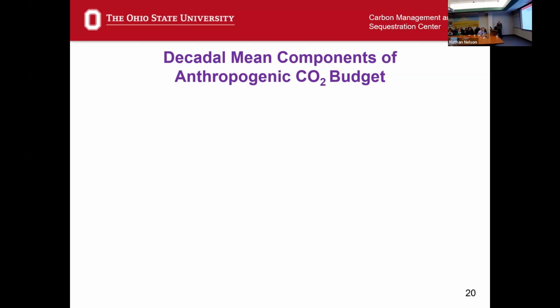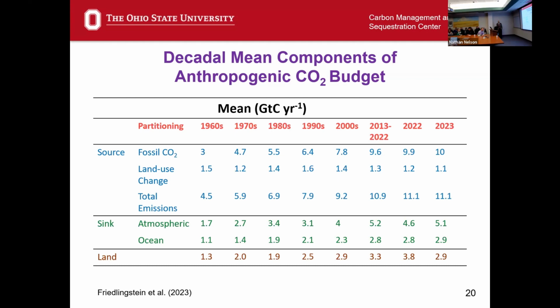Now, the people who prepare that don't think it's incomplete, but we know that emission from land is more than just deforestation. So, decadal mean components: the 60s, 70s, 80s, up to 2023. In the 60s, fossil fuel was only 3 petagram, and now it is 10. So over the last 60 years or so, we have increased fossil fuel conversion by a factor of 3 or 4. And land use conversion relatively is decreasing because the rate of deforestation is decreasing. But in fact, this column is completely incorrect or incomplete.